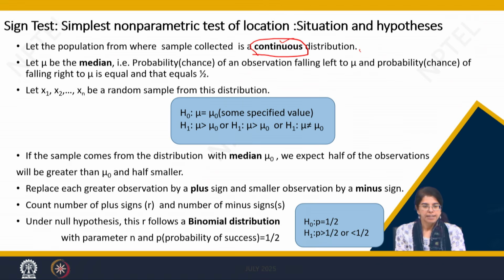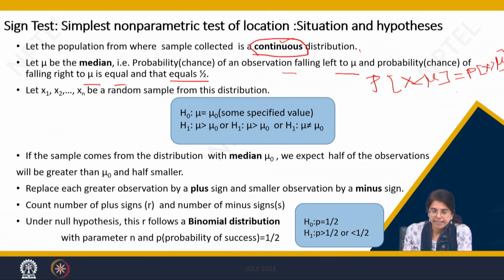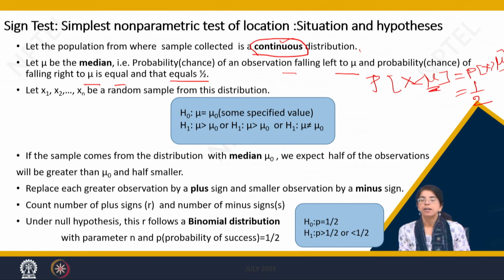Let mu be the median. The probability or the chance of an observation falling to the left of mu and the probability of falling to the right of mu are equal, and that equals half. That is the definition of median. The probability of an observation, let me name that observation x, less than mu is equal to the probability of x greater than mu, and that is equal to half when you are selecting mu as your median. Clear? Let x1, x2, ..., xn be a random sample from this distribution.